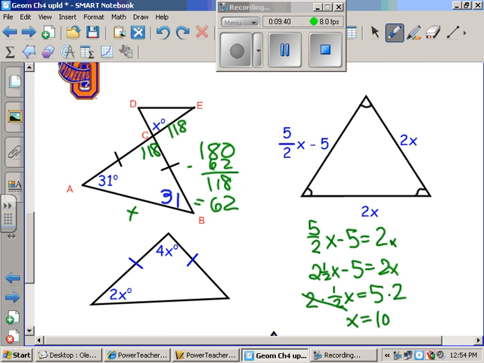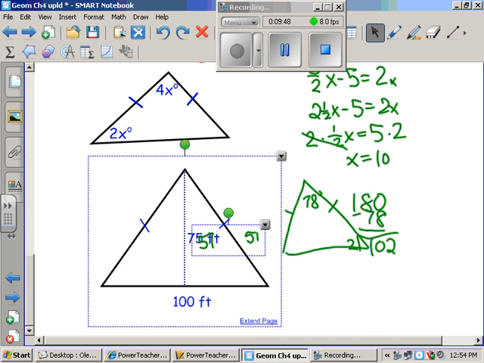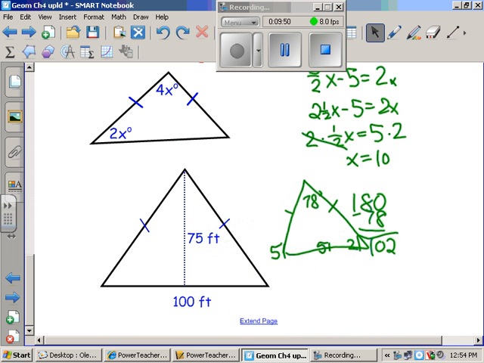Okay? Now let me quickly explain this one because it's going to be on your homework. Okay. This is, what do you call that? Well, it's a height, right? And a height always makes a perpendicular.